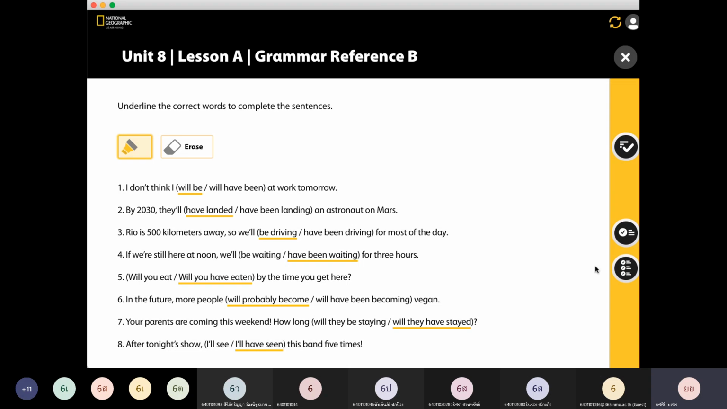Okay, let's have a look. Yeah, this one, just a little bit. This one, no? Number 7, it should be will they be staying. We're talking about a specific point in the future here, but the rest are fine. Okay, thank you very much for your answers. Just be careful about number 7 here. Then we can talk about this.